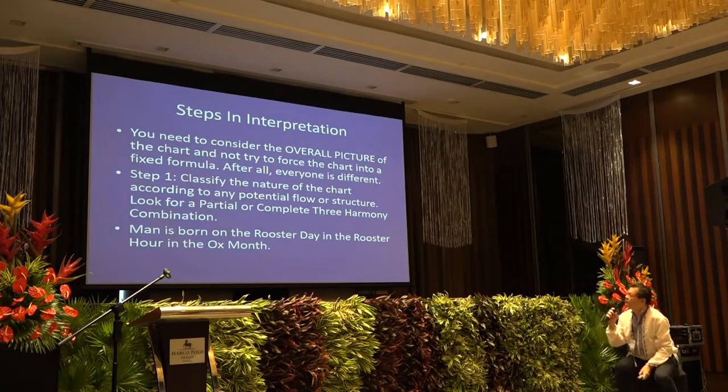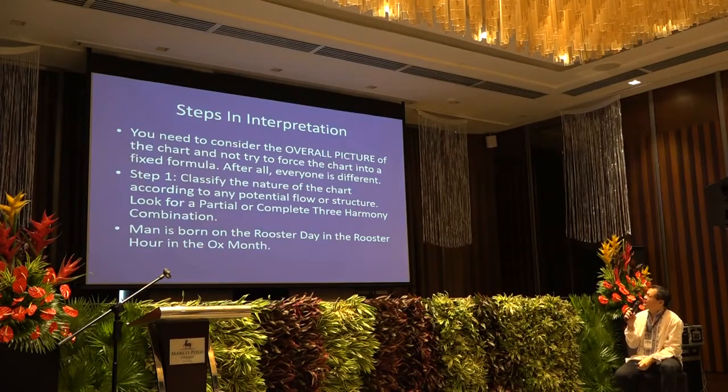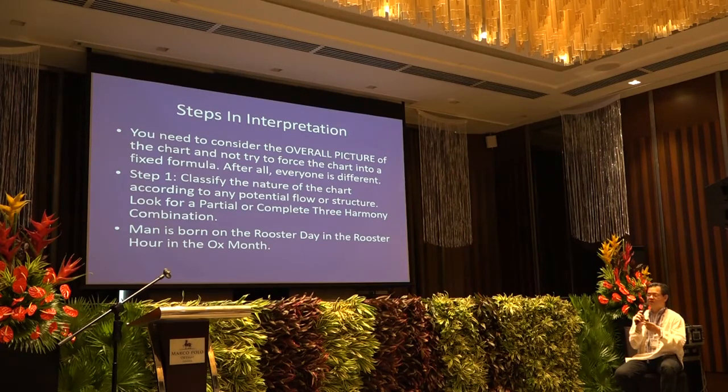Good. Right, you need to consider the overall picture of the chart and not try to force the chart into a fixed formula. Everyone is different. So you classify the nature of the chart according to any potential flow or structure. So look for a partial or complete three harmony combination. The man is born rooster day, rooster hour, ox month. So I think we all established that.